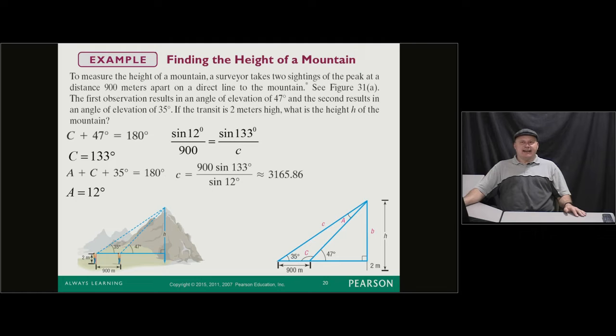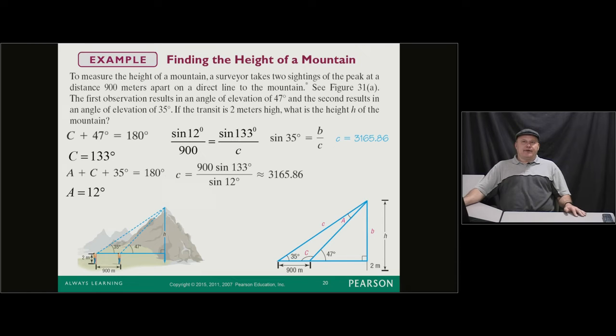So C is that. From that outer edge to the peak is 3,165.86. Yeah, it is meters. So 3,165.86 meters, from that outermost point to the top of the peak.